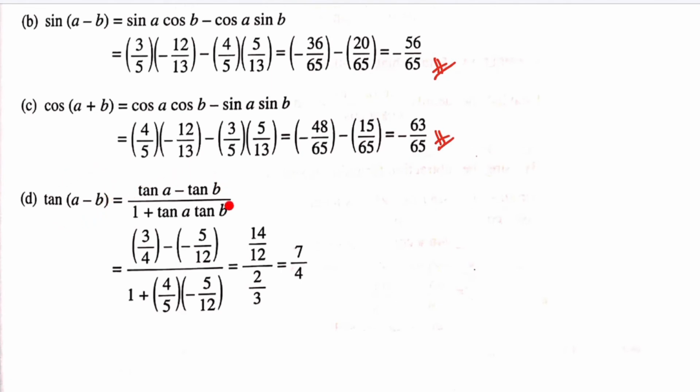So just open up using the formula, substitute all of the values. Okay, be careful with plus and minus signs. And then we can get our answer, 7 over 4.